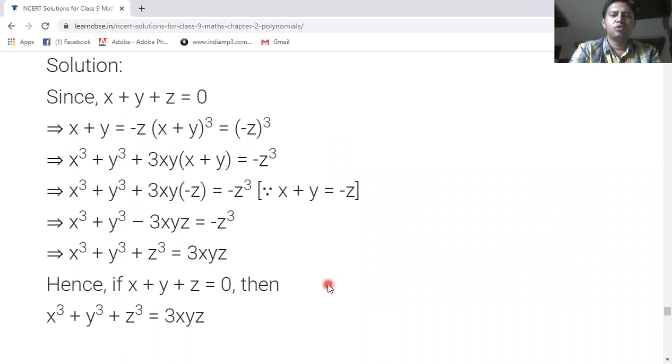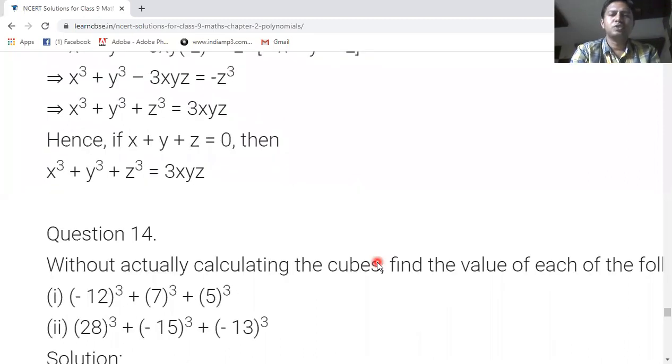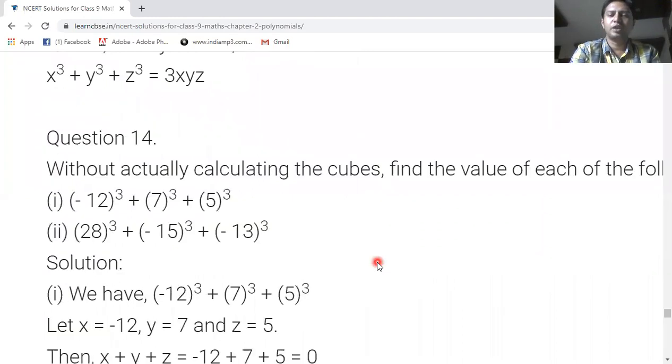So move on to question number 14. Without actually calculating the cube, find out the value of minus 12 cube plus 7 cube plus 5 cube. We are not supposed to find the cube of 12, 7 and 5. That is, we don't need to calculate 12 cube is 1728, 7 cube is 343, or 5 cube is 125. Without actual calculation, we need to find the value of a cube plus b cube plus c cube.